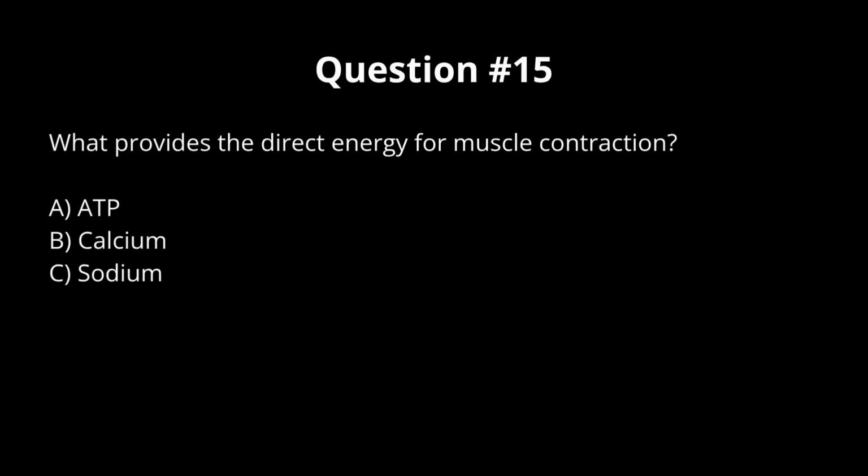Question number 15. What provides the direct energy for muscle contraction? A. ATP. B. Calcium. C. Sodium. The correct answer is A. ATP powers the cross-bridge cycling by attaching to and releasing myosin heads.